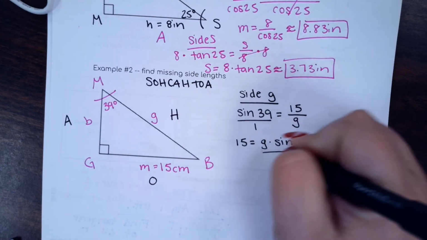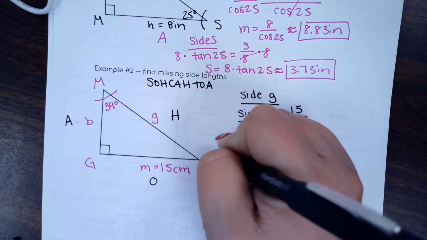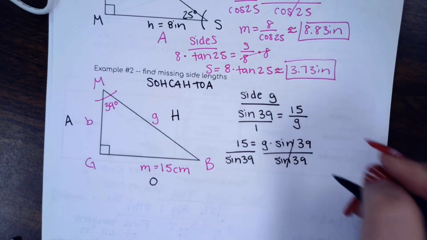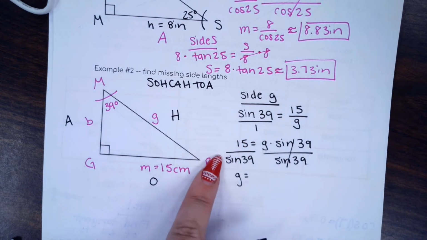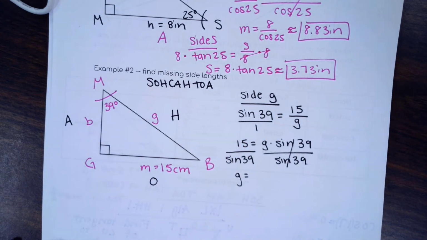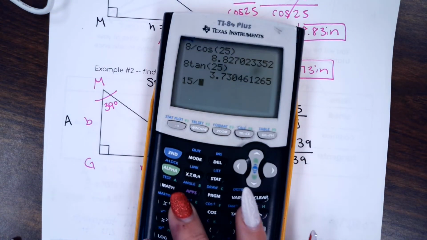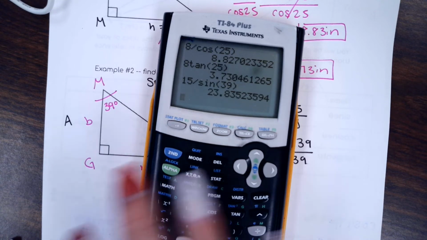And then to get G by itself, divide by sine of 39. These cancel. That's the goal, to get G by itself. And then in our calculator, we just have to type 15 divided by sine of 39. So 15 divided by sine of 39, and you should get 23.84.